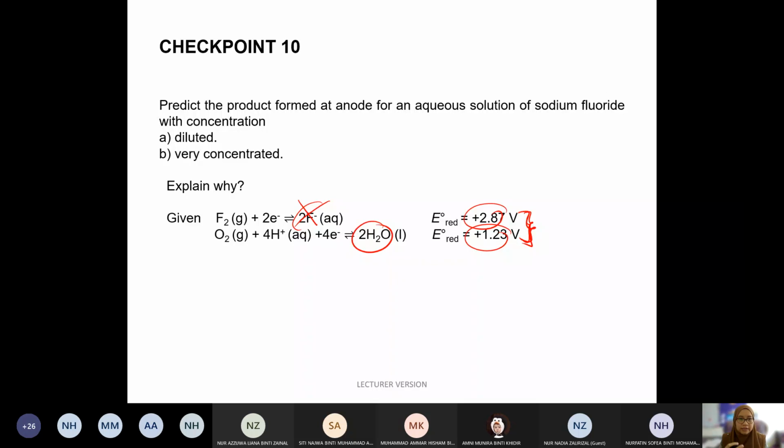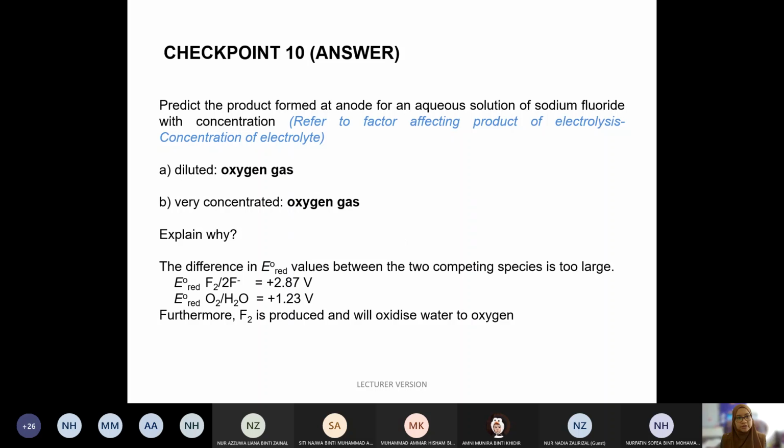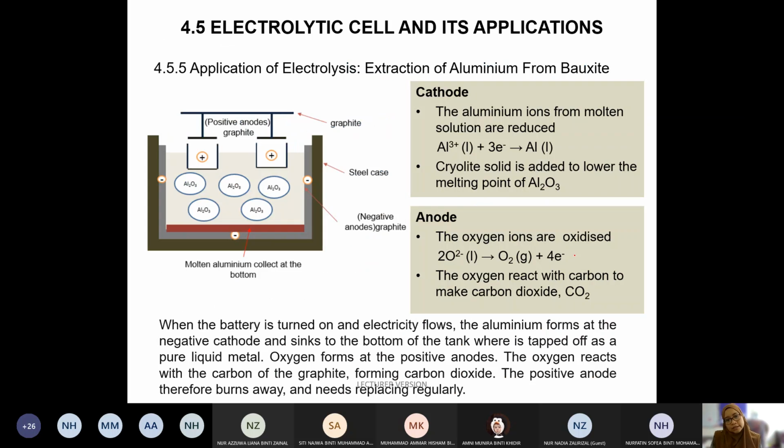The priority is still based on E0 reduction. We don't consider the concentration. Hope you get that. So the answer will be oxygen gas for diluted, and very concentrated is also oxygen gas. The two competing species are too far apart. All right, that is all.